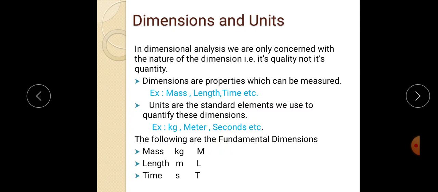its dimension is M. Similarly, for length, its unit is meter, and its dimension is L, and for time, the unit is s, and dimension is T. If we take temperature, the unit will be Kelvin, and dimension we can take theta or T sometimes also. So this is about dimensions and units and fundamental dimensions. Alright, in the next slide we will see secondary or derived dimensions.